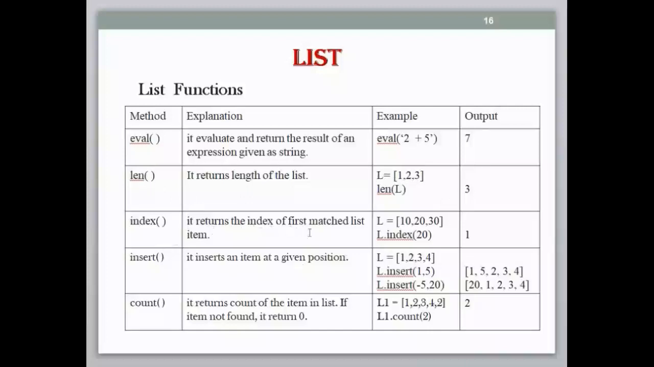Index. It returns the index of the first matched list item. L equals to 10, 20, 30, L dot index 20. So it will return the index of value 20. So the index is 1.